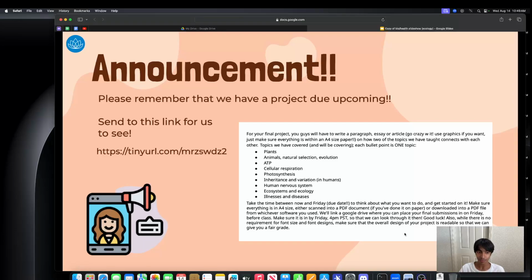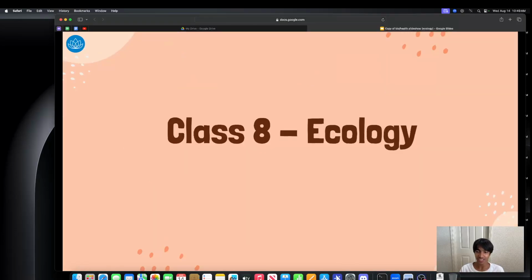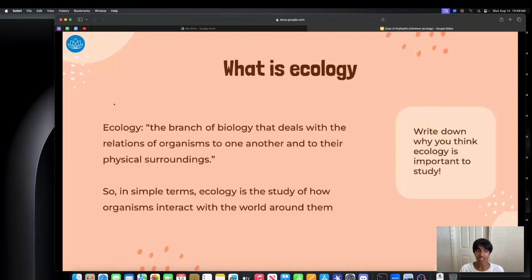And yeah, so here is class 8, ecology. And what is ecology? Ecology is the branch of biology that deals with the relations of organisms to one another and their physical surroundings. So in simple terms, ecology is the study of how organisms interact with the world around them. Okay, it's like ecosystem, ecology. The prefix eco relates to nature and all that.